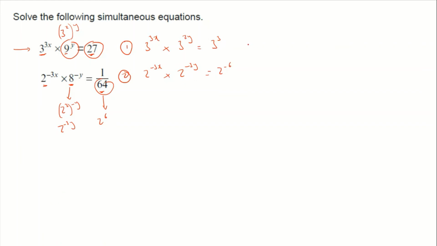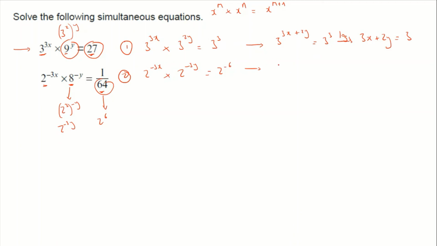Now a cool trick I can use with these two equations is that, remember, if I take the same base, you add the powers together. So on this left-hand side, I could write 3 to 3x plus 2y, and that equals 3 cubed. And now it's obvious: you've got base 3 both sides. If you take log base 3 of both sides, you will kill the base 3 and get a lovely equation. You're going to get 3x add 2y equals 3. Just kill all the base 3s.